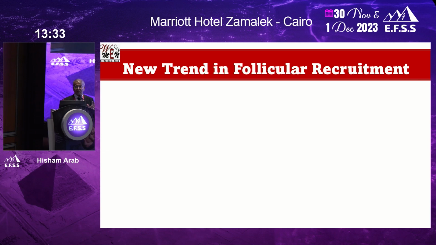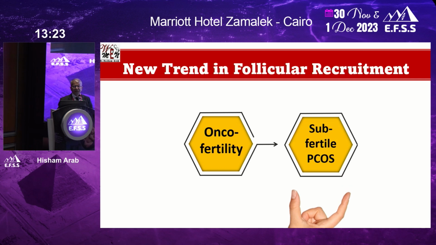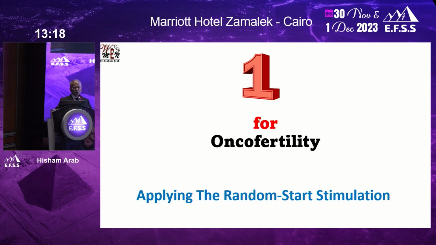Now, because of time limitation, there are lots of new trends in follicular recruitment. I'll be talking about just two conditions: number one, oncofertility, and number two, the subfertile PCOS patients. So, to start with, oncofertility, applying the random start stimulation. Here we have a malignant case of patients who really need to go on, for example, chemotherapy. And you don't want to wait till she has the period and then start stimulation.